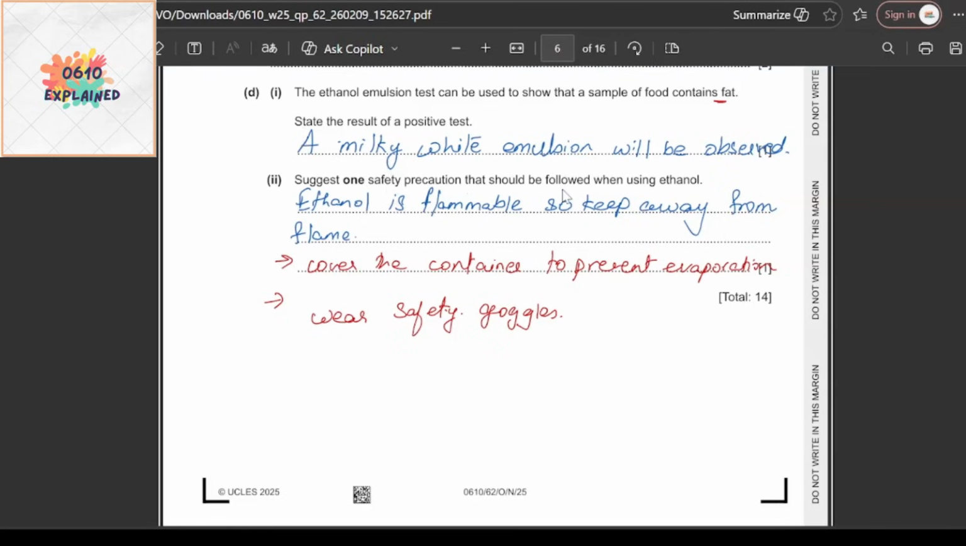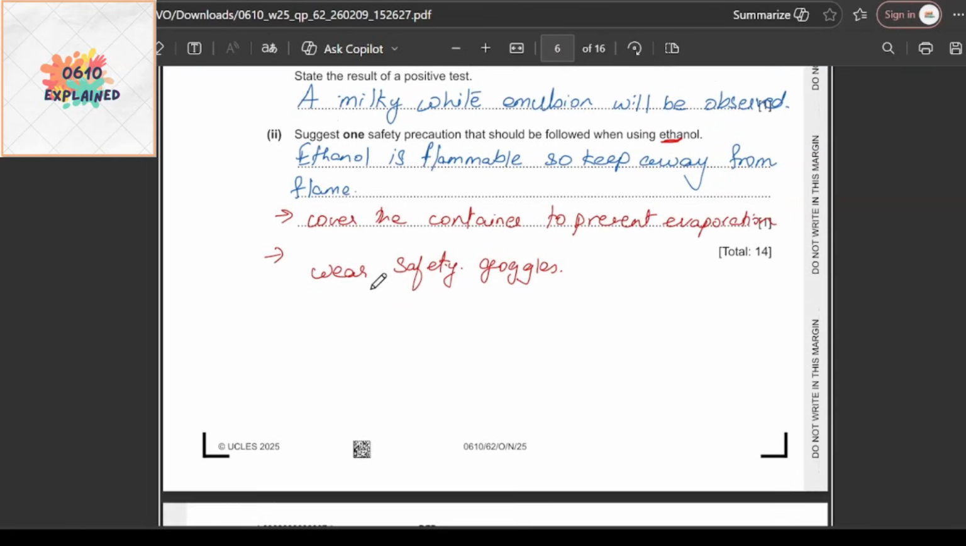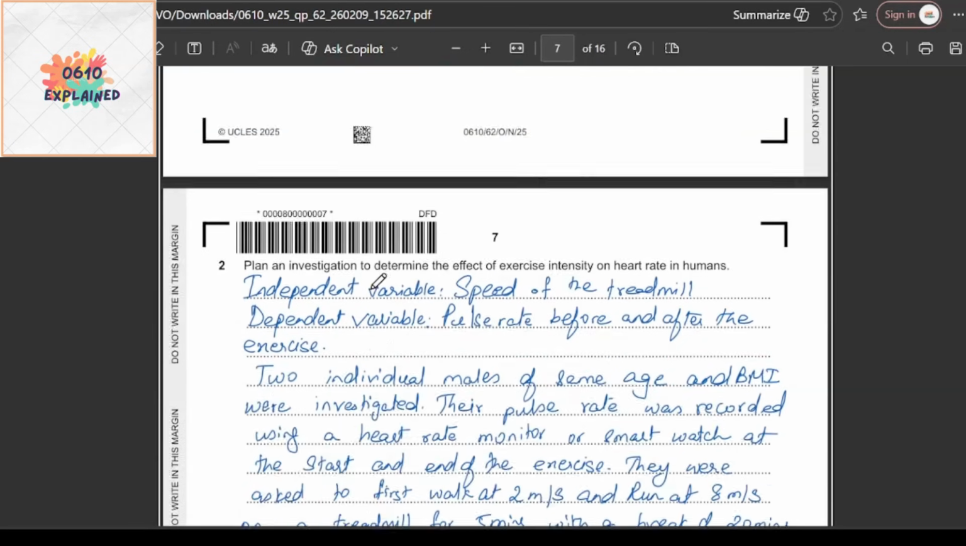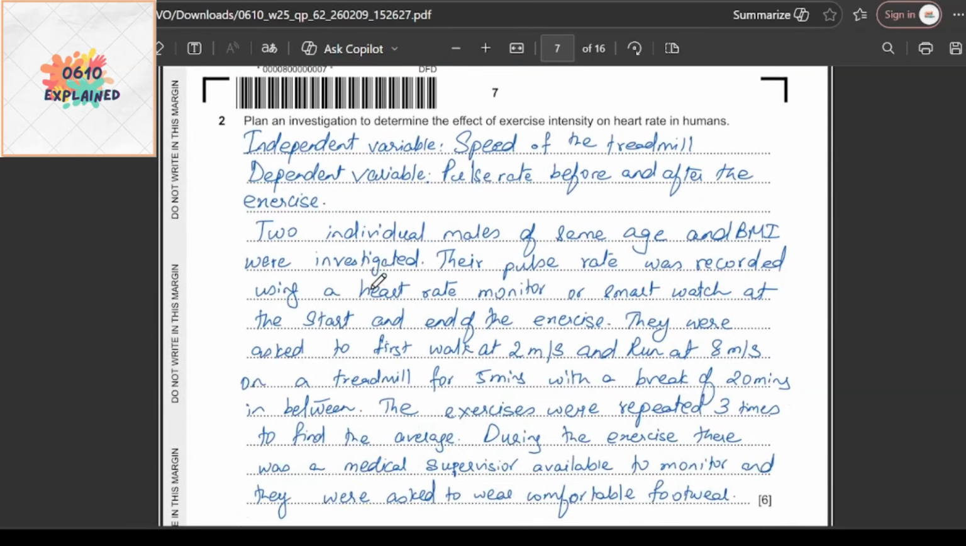Suggest one safety precaution that should be followed while using ethanol. We know that ethanol is flammable and that is why we have to keep it away from the flame. It's a 1 mark answer, but I'm giving you some more points. You can cover the container to prevent evaporation as well. And always use safety goggles while doing this kind of experiment where there are flammable or hot objects or hot solutions. Coming to the next part of the question.